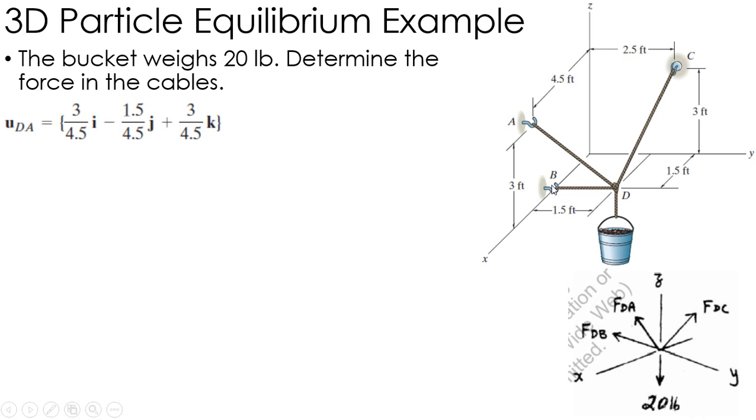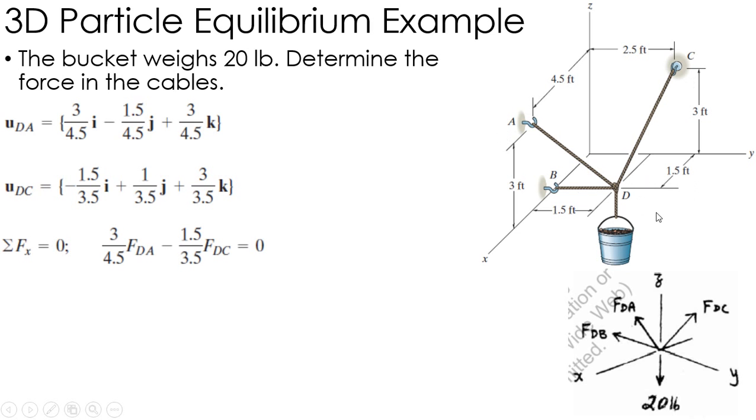In the B direction, that's all in the Y direction, so I won't worry about that. Moving to DC, starting here at D, I move 1.5 in the negative X direction, 1 in the J direction, because I go from 1.5 to 2.5 in the J direction, and then in the K direction, I move again up 3. So those are my unit vectors going from D to A and D to C.